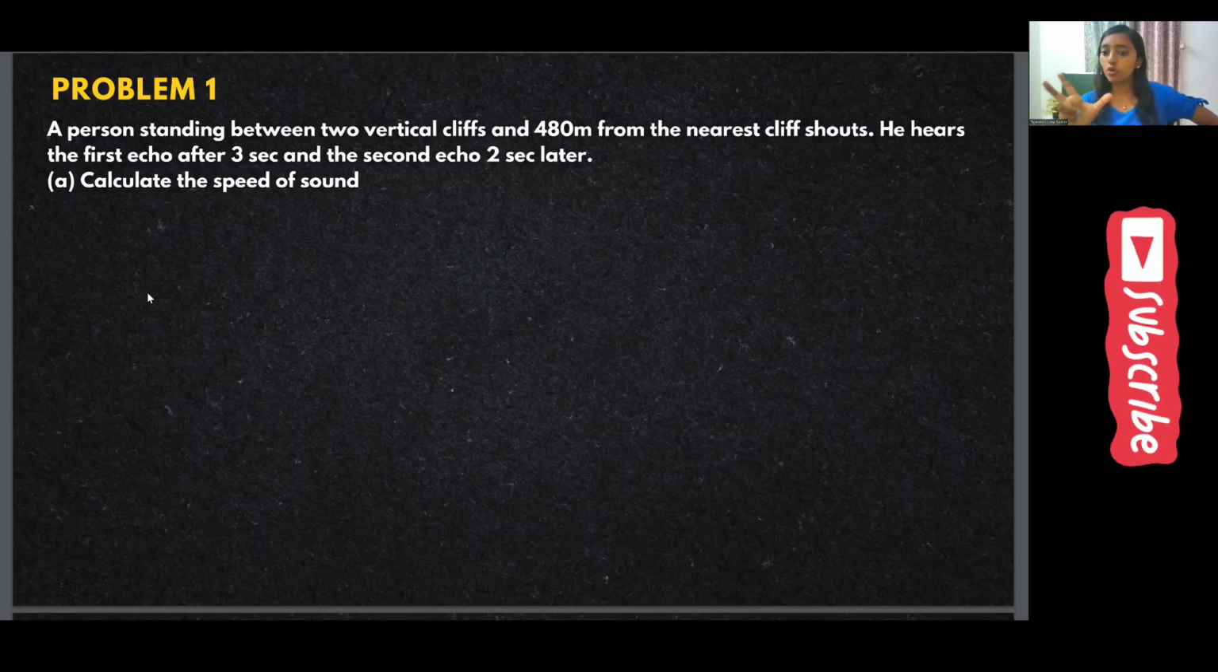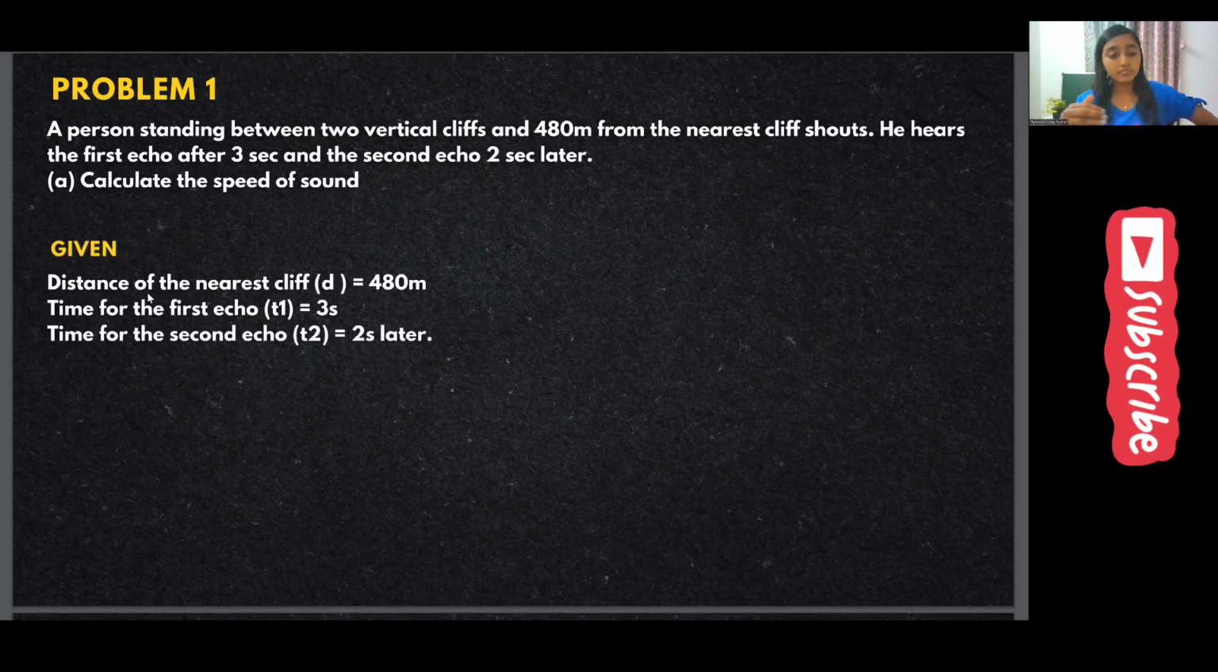So there is a person who is standing between two vertical cliffs. What we first do is try to visualize how it looks. Whatever is the first obstacle, there will be an echo from it. So let us first write what is given in the question. Distance of the nearest cliff D is 480 meters. Time of the first echo T1 is 3 seconds. And time of the second echo is 2 seconds later. That is, the second echo is heard after 5 seconds.